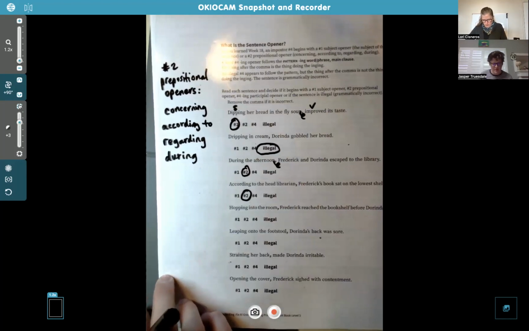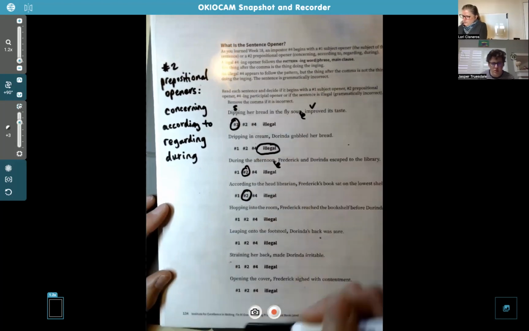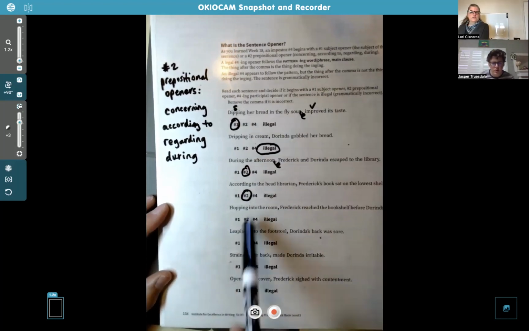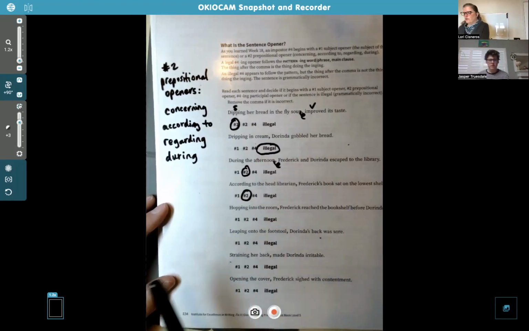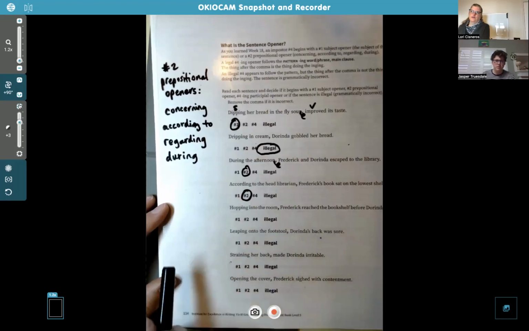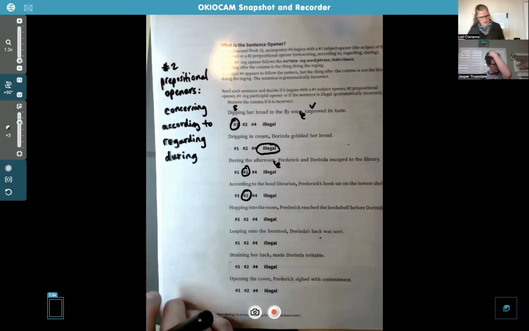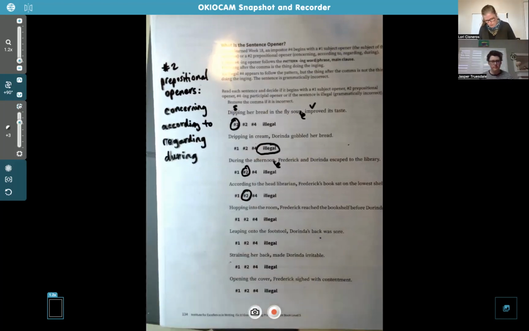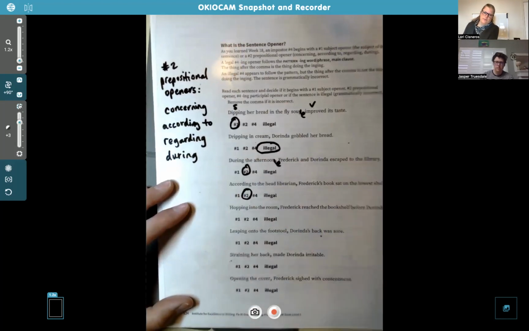Where is concerning? I don't think they used it in these examples, but just know that that is a prepositional opener. If you ever, like when you're working on your, we're going to be adding prepositional openers to our checklist. And so maybe you could use that page as a reference. Oh, we already do have that. Okay. It is on your checklist. But yeah, it's not going to be on this page.